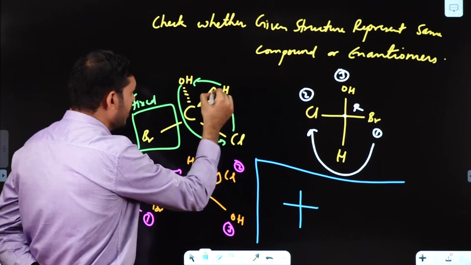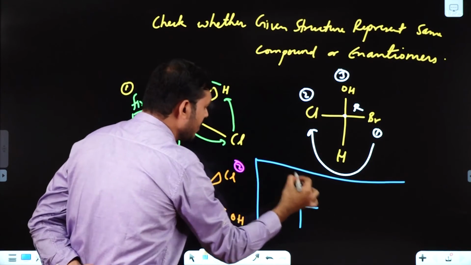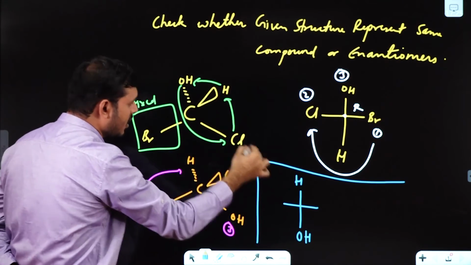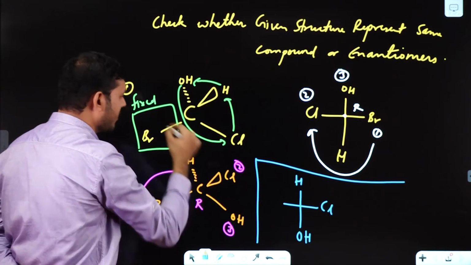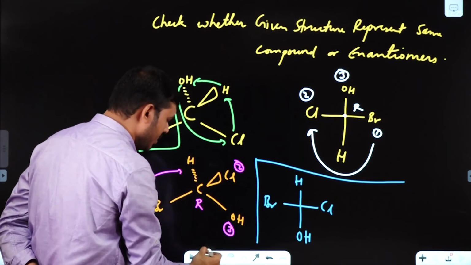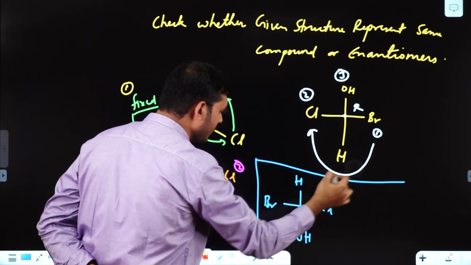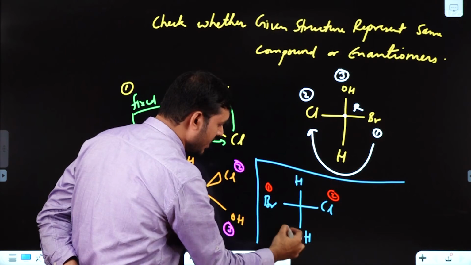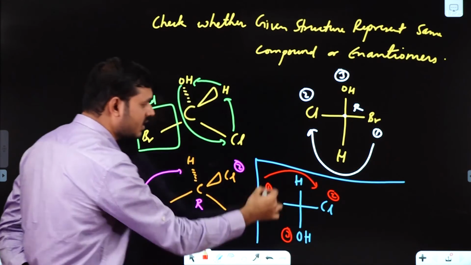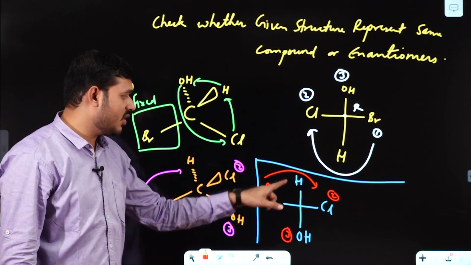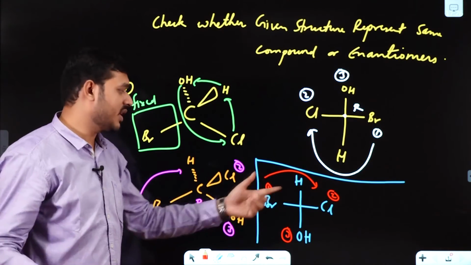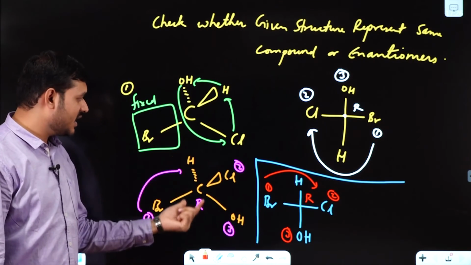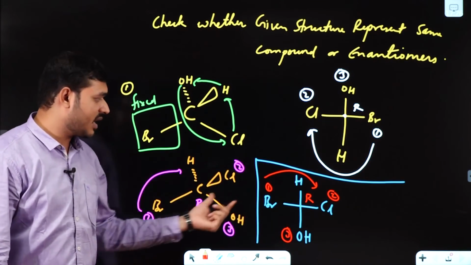Draw the Fischer projection. Wedge position at the top, dash position at the bottom. With respect to wedge, clockwise is Cl, anti-clockwise is Br. Now you have to find R/S in this one. So bromine is 1, chlorine is 2, OH is 3. You can see it is clockwise. So if it is clockwise and the lowest priority group is on the vertical line, you can say it has configuration R.